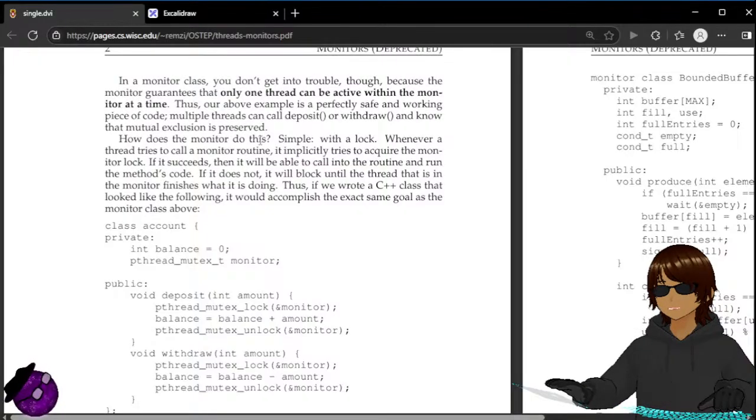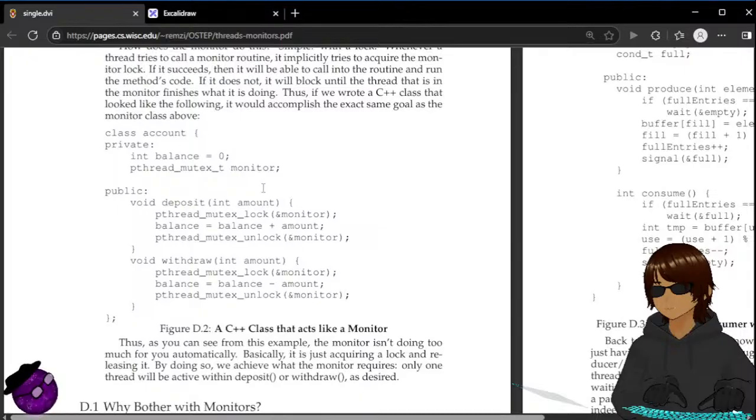How does the monitor do this? Simple: with a lock. Whenever a thread tries to call a monitor routine, it implicitly tries to acquire the monitor lock. If it succeeds, then it will be able to call into the routine and run the method's code. If it does not, it will block until the thread that is in the monitor finishes what it is doing. Thus, if we wrote a C++ class that looked like the following, it would accomplish the exact same goal as the monitor class above.